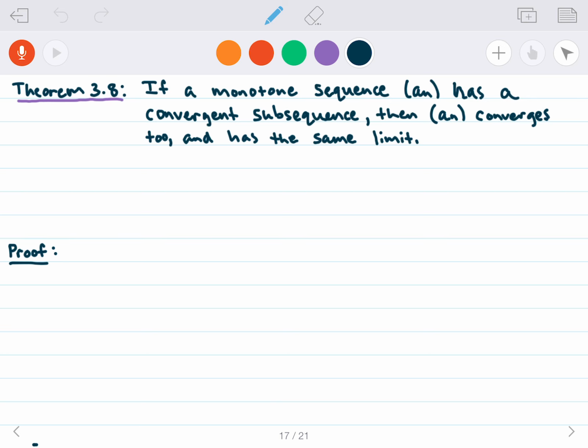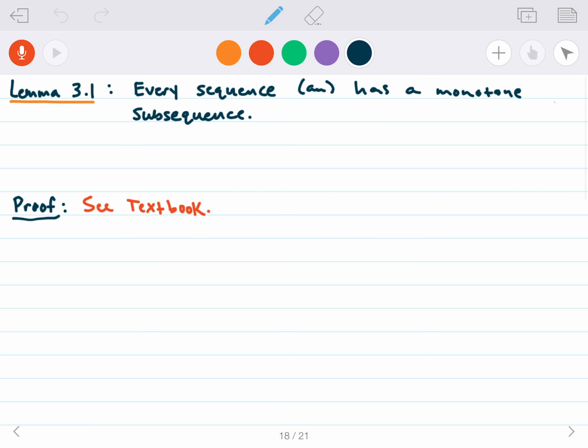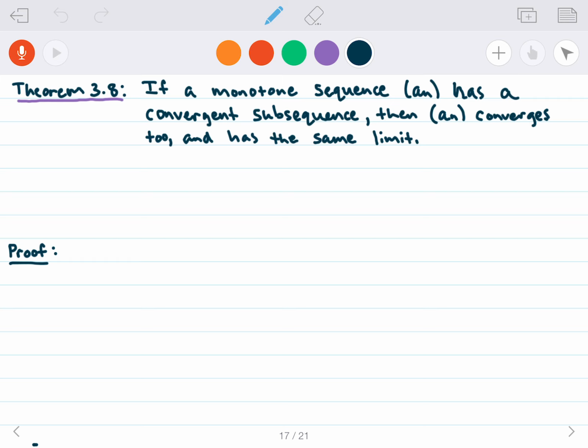Okay, so our next theorem is that if we have a monotone sequence and it has a convergent subsequence, then the original sequence converges and has the same limit as the subsequence. Okay, so let's go ahead and prove this. And as usual, we'll only do one case. So we'll do the increasing case, monotone increasing case.